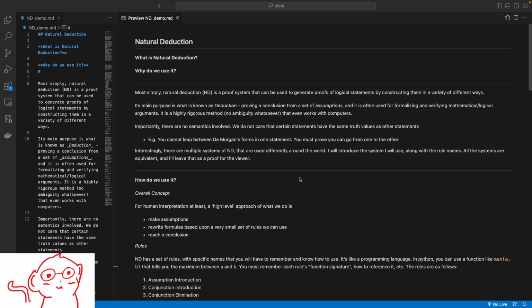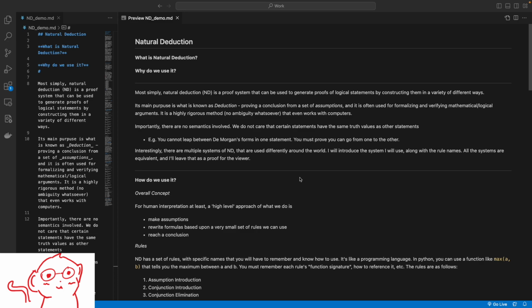This system, natural deduction, is highly rigorous. There's no ambiguity whatsoever. So if you make a proof that works in natural deduction, it's going to be true. And it works with computers. That's a very important thing. You can chuck your proof into a computer and it can tell you this is right or this is wrong.